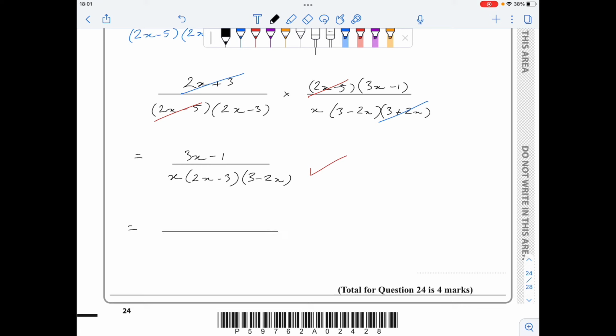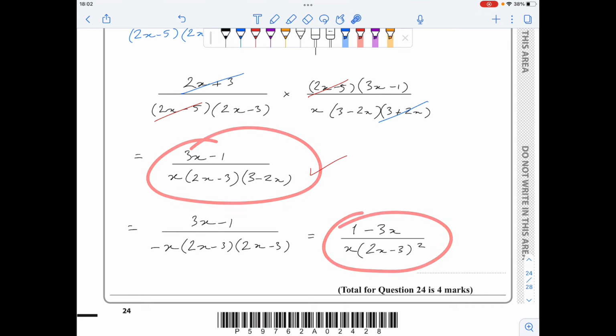Note that the two brackets in the denominator are reversed, so I can take a common factor of minus 1 outside of one of those brackets. So let's keep this the same and flip the other one. I can take the minus at the top, so I'm going to have 1 minus 3x, and I can write these two brackets as one bracket squared. So both of these answers are accepted.